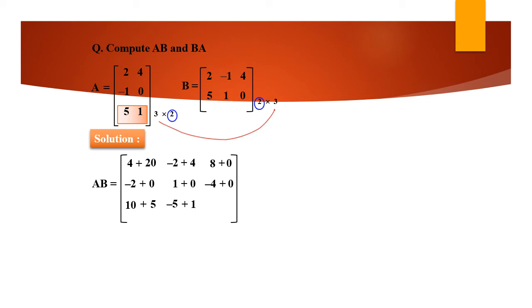So we simplify it further. A into B is equal to 4 plus 20 is 24. Next, 2, 8 minus 2, 1 minus 4, 15 minus 4 and 20. So we have obtained A into B. Next we will obtain B into A.